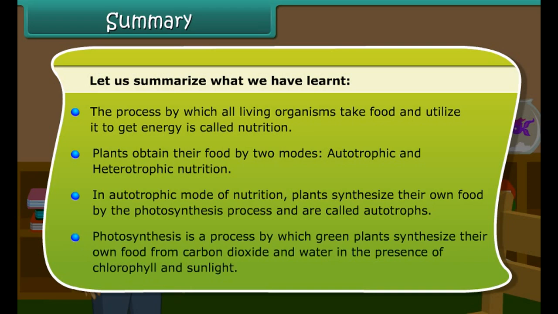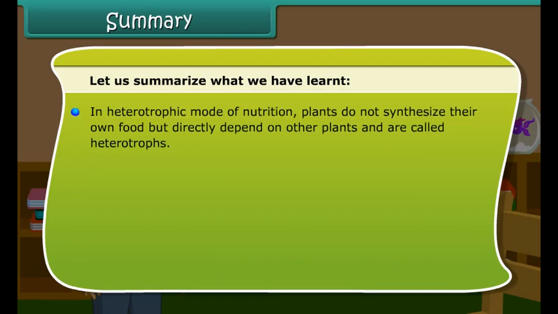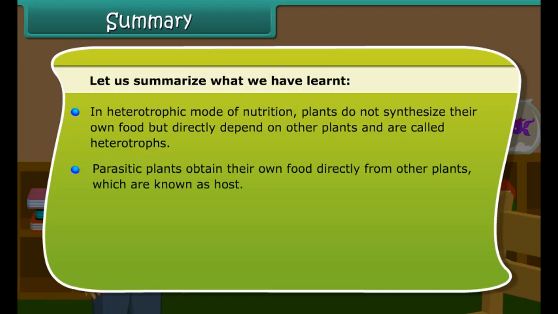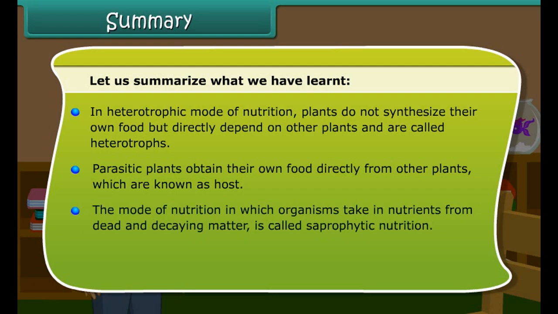Photosynthesis is a process by which green plants synthesize their own food from carbon dioxide and water in the presence of chlorophyll and sunlight. In heterotrophic mode of nutrition, plants do not synthesize their own food but directly depend on other plants and are called heterotrophs. Parasitic plants obtain their food directly from other plants, which are known as host. The mode of nutrition in which organisms take in nutrients from dead and decaying matter is called saprophytic nutrition.